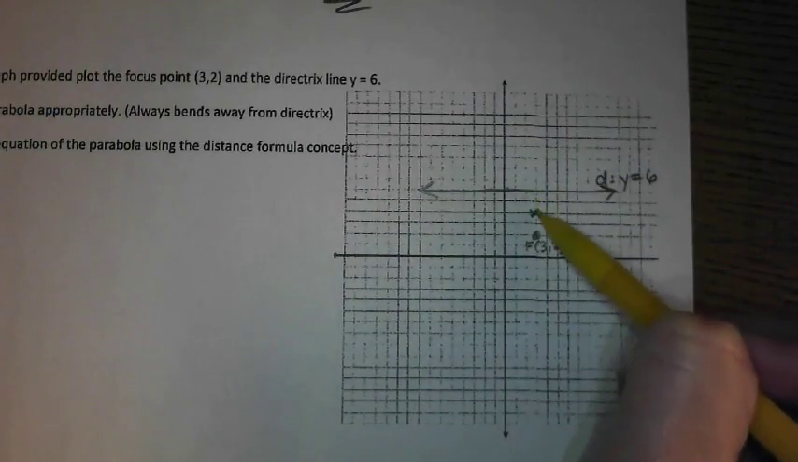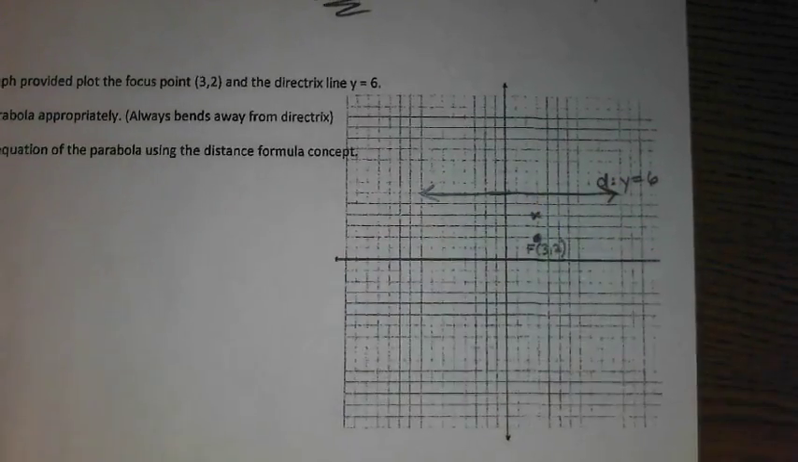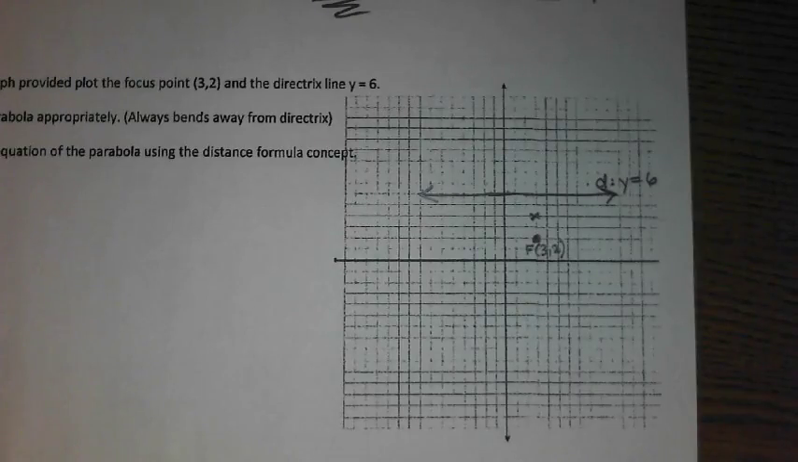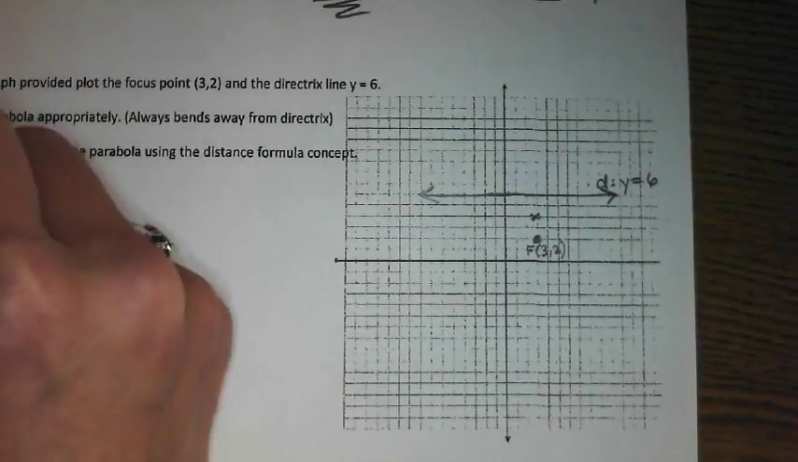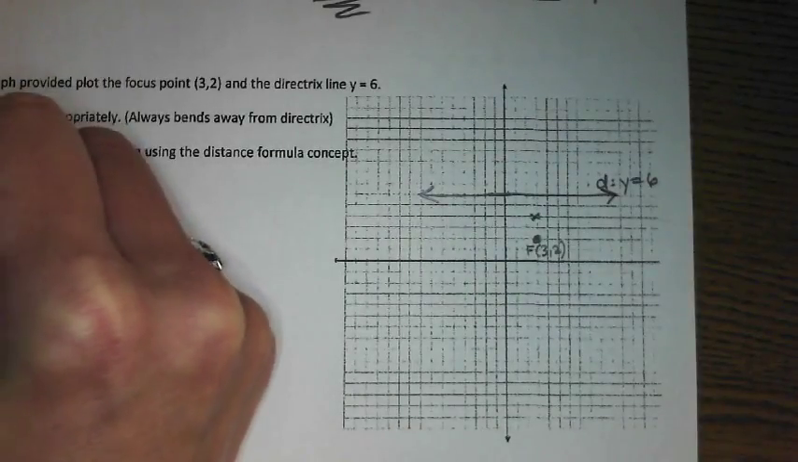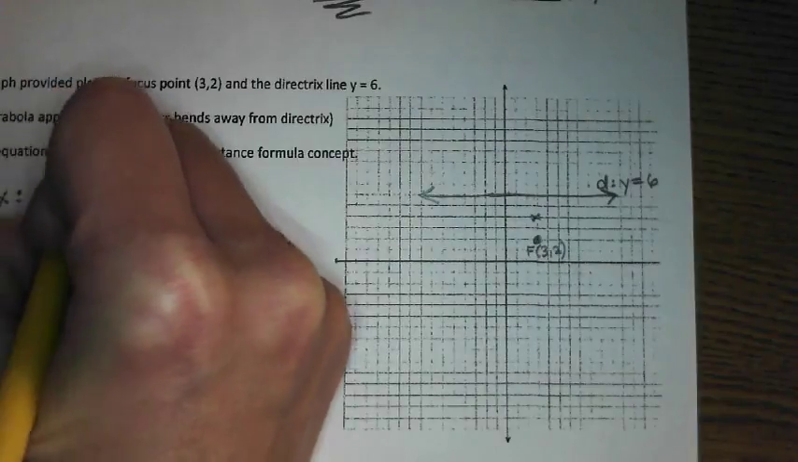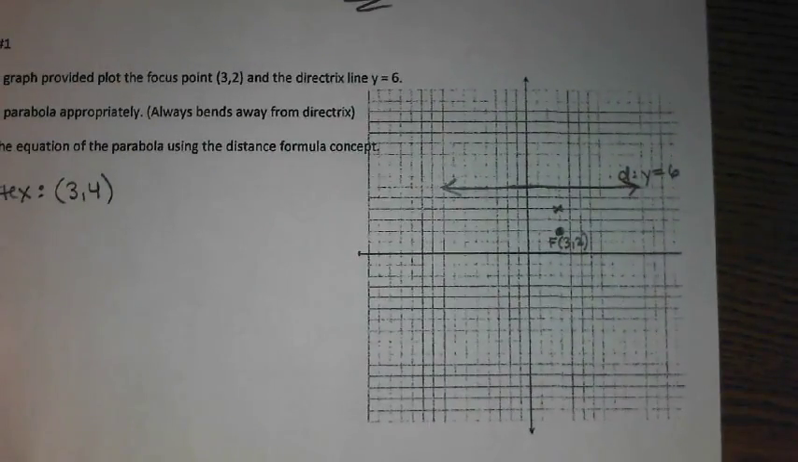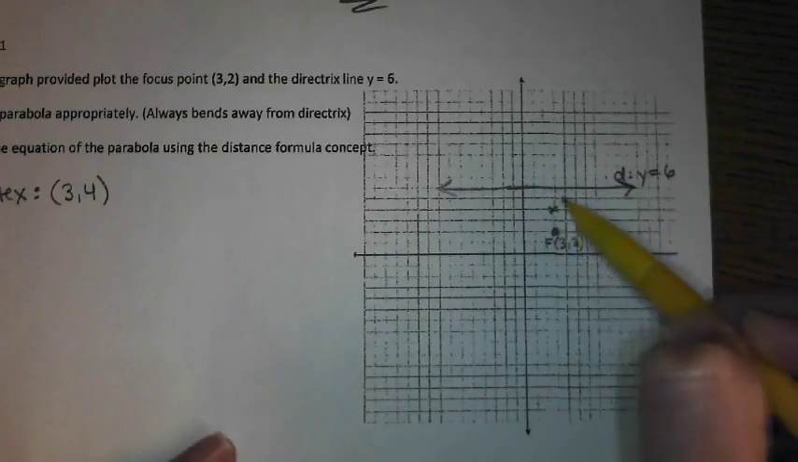It's 2 away from the line and 2 away from the point. Okay? That's your vertex. The most obvious version of this is your vertex. So your vertex is at 3, 4. It's perfectly halfway in between those. It gets a little bit trickier. So that's 2 and 2.